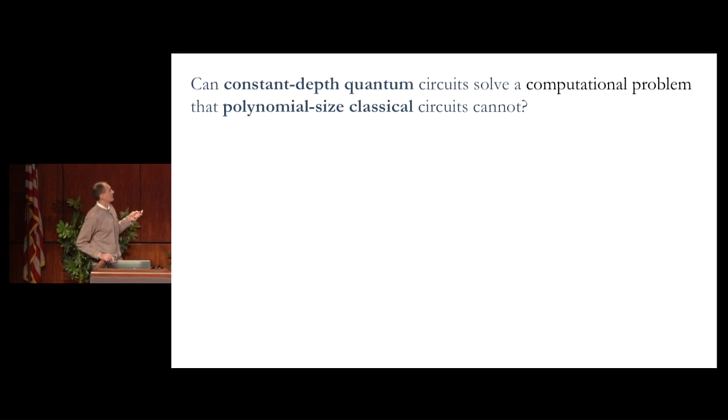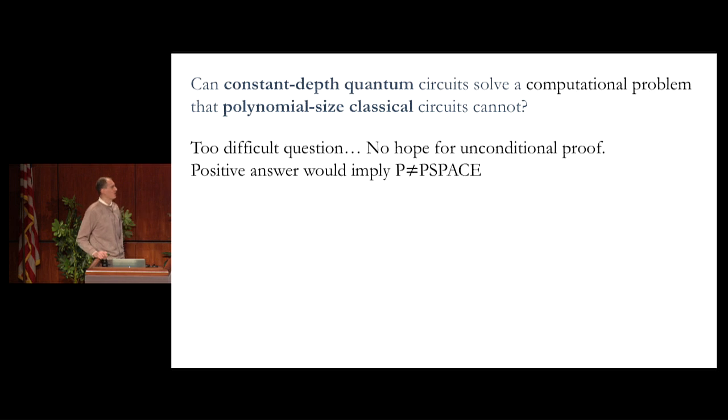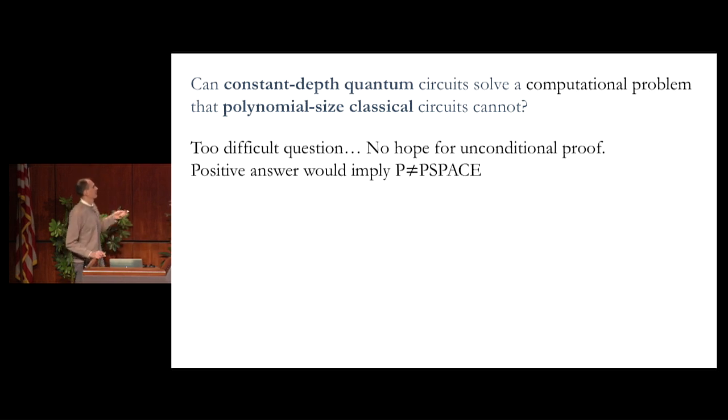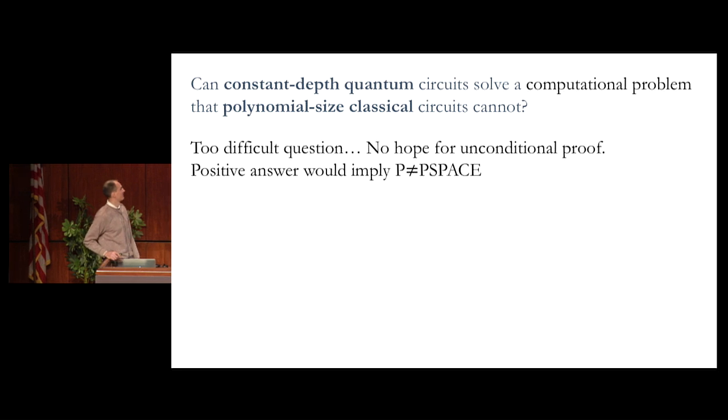Now, I guess the most important question is whether constant depth quantum circuits can outperform classical computers, that is, solve some problem which is hard for polynomial size classical circuits. As I said, we believe that probably the answer is yes, but we cannot hope to get an unconditional proof, because if we can prove that the answer is yes, we can separate the complexity class BQP from the class BPP, which would imply some major breakthroughs in classical complexity theory. For example, we would separate PSPACE from P.